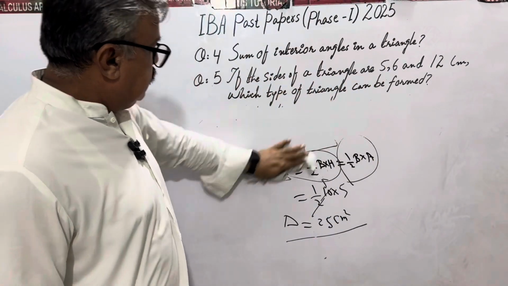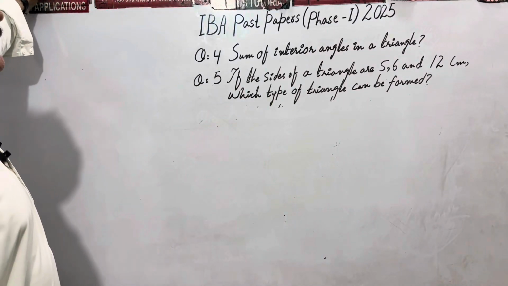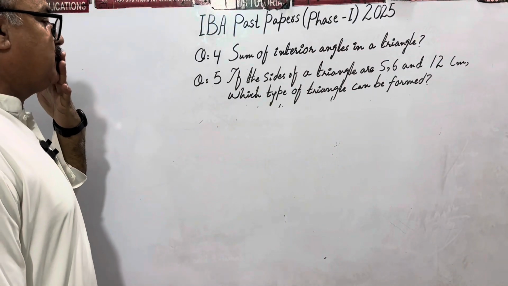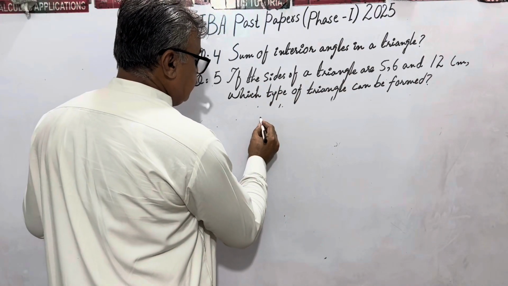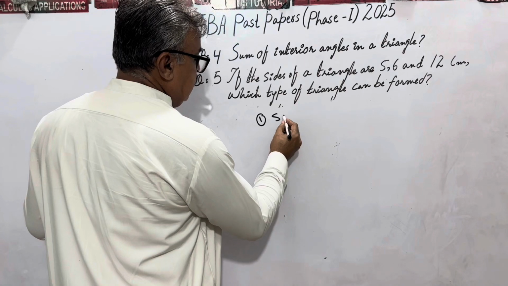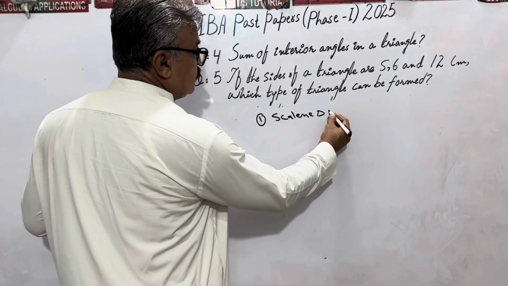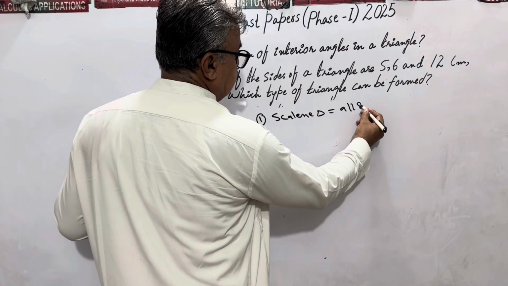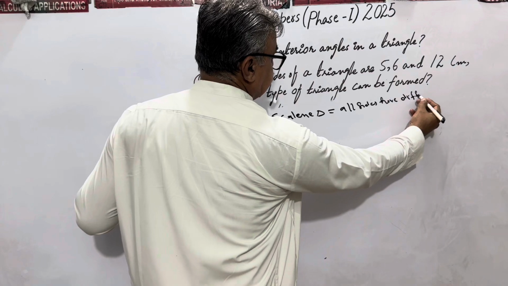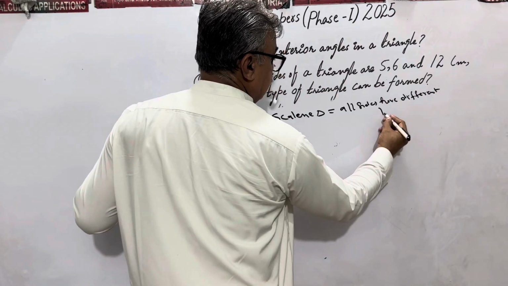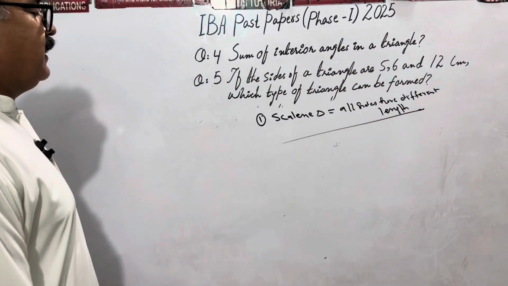Next question. If the sides of the triangle are 5, 6 and 12 centimeter, which type of triangle is it? On inspection, one can easily say that it is a scalene triangle. A scalene triangle means all sides have different lengths. It is a scalene triangle.